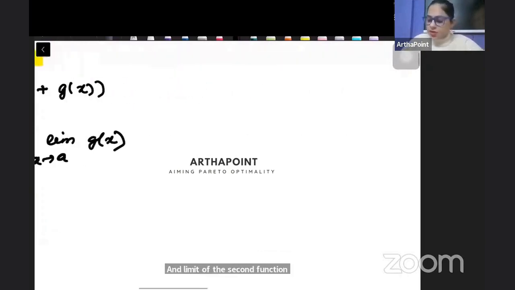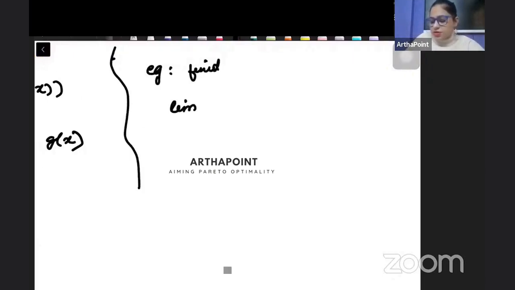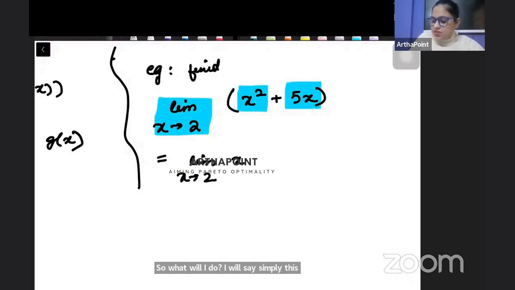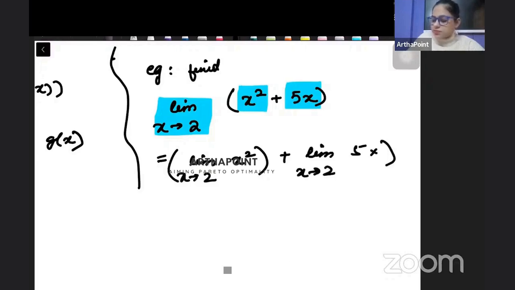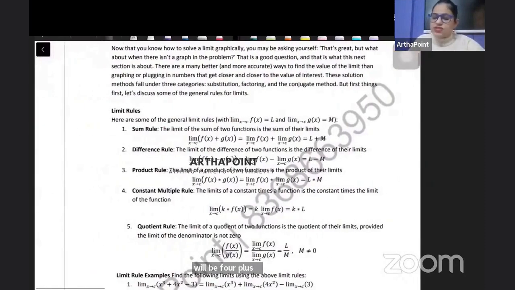Take an example, बेटा, जैसे मैं बोल दूं आपको, find limit x goes to 2 of x square plus 5x. मतलब यहां दो फंक्शन हैं, एक है x square, एक है 5x, and I need to approach 2. So what will I do? I will say simply, this is x square पे limit डाल दो and put limit on 5x. So this will be 2 square plus 5 into 2. This will be 4 plus 10. This will be 14. So the answer to this question will simply be 14.